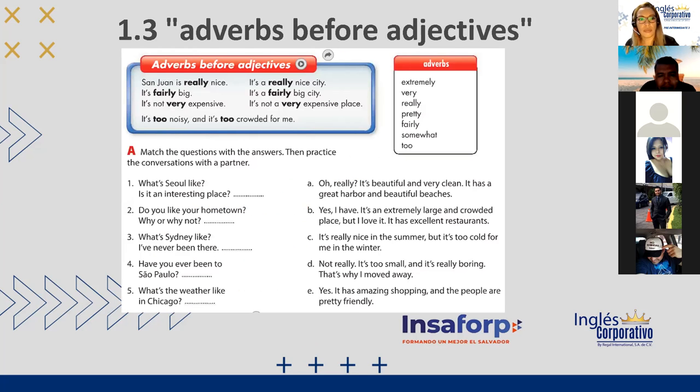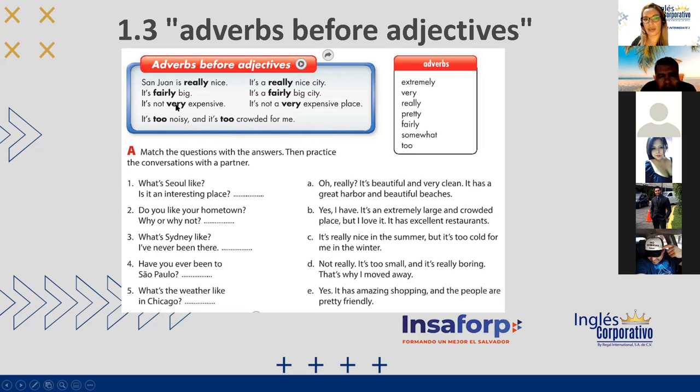Okay. Now, did we watch this video yesterday? I don't recall. Adverbs before adjective. So, yeah, we watched this video yesterday. So remember, here it says adverbs before adjectives. We have some examples. San Juan is really nice. Okay. El adjetivo aquí es nice. Adverb really. It's fairly big. Adjective is big. Fairly is the adverb.